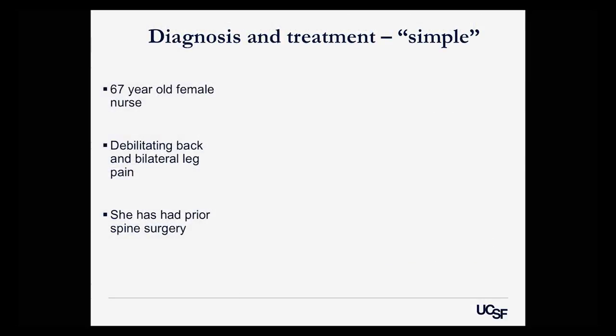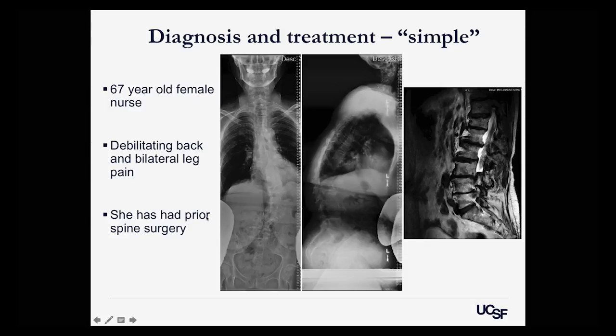Second case, a little bit different here. This is a 67-year-old female nurse. She has debilitating back and actually pain in both of her legs. She's also had prior spine surgery. And this is what her imaging looks like.